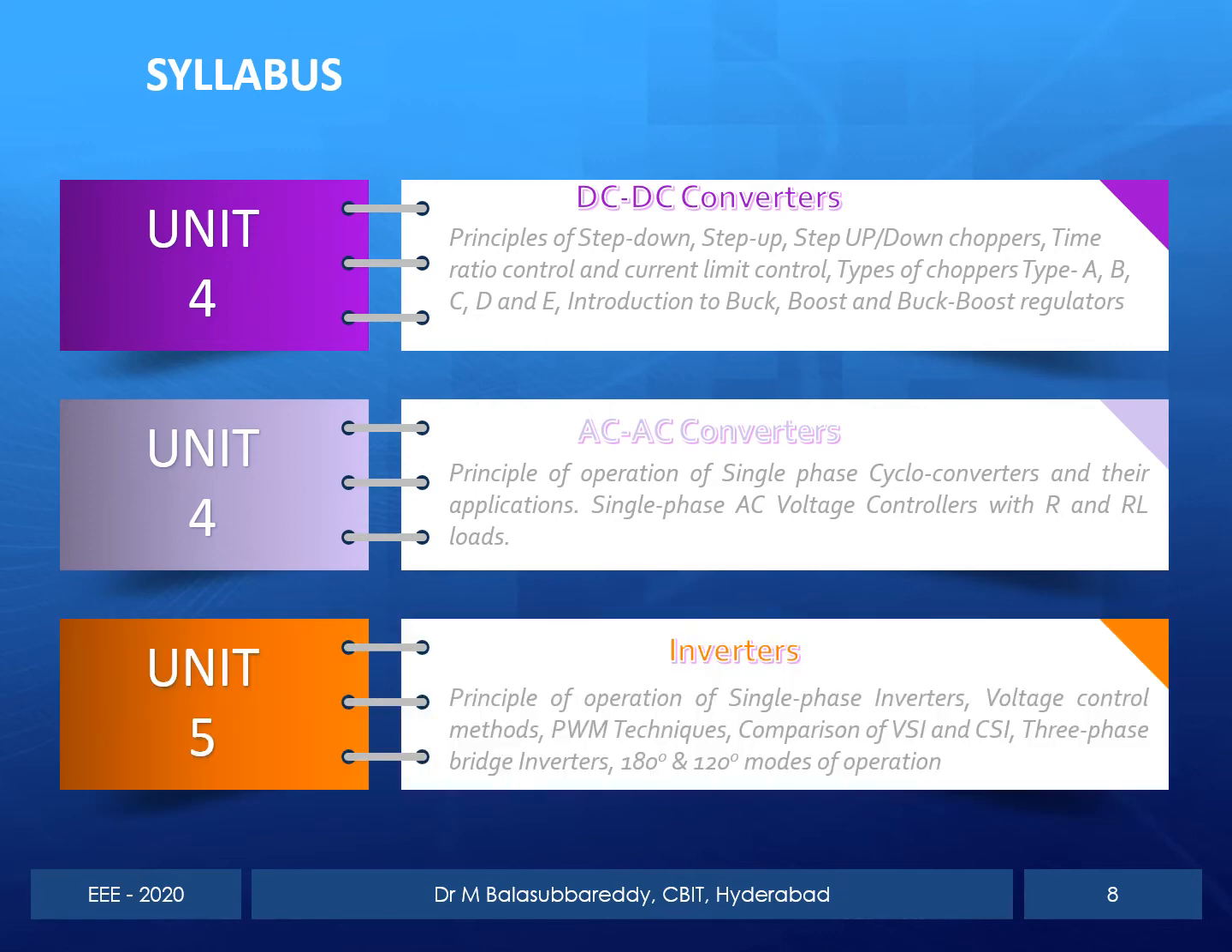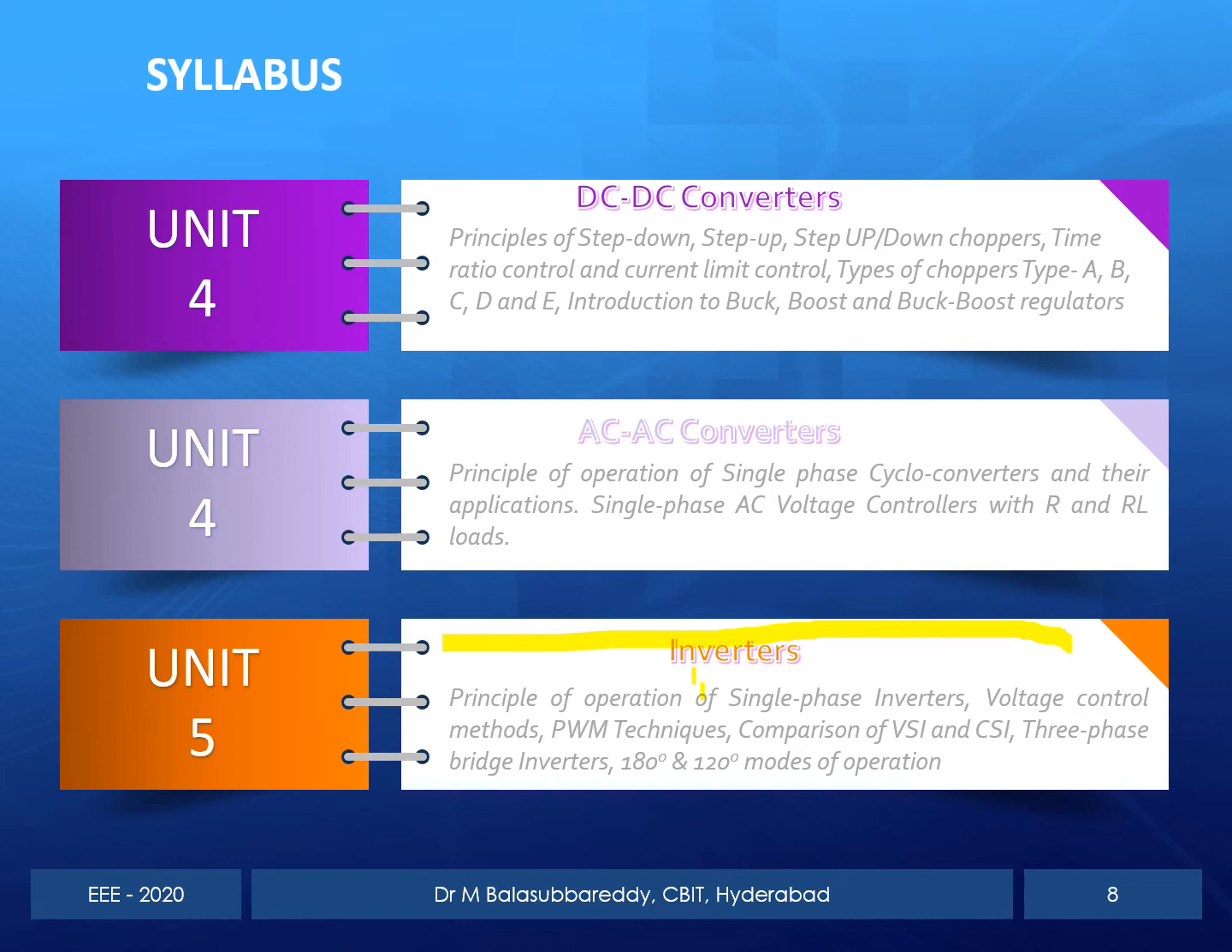Now we can see unit 5. This is inverters. There is the principle of operation of inverter, bridge inverters, single phase bridge inverters, and voltage control methods, that is the PWM techniques, and comparison of voltage source inverter and current source inverter, and three phase bridge inverters, 180-degree and 120-degree mode of operation. So these are the 5 units we need to cover in this course.